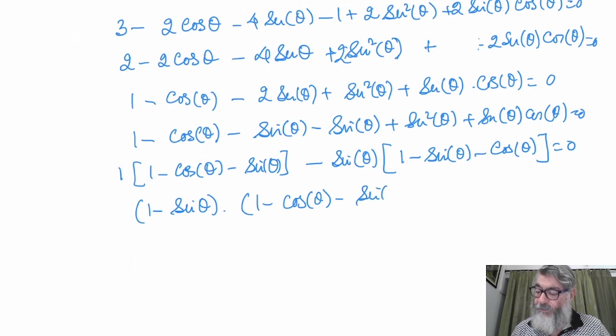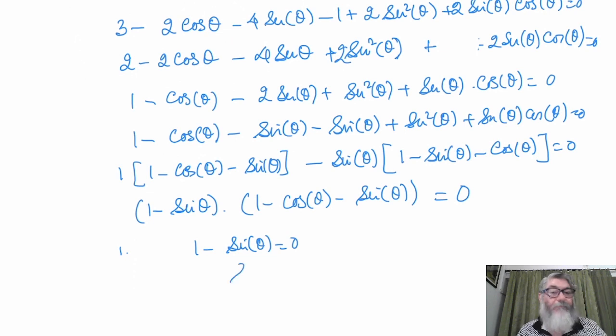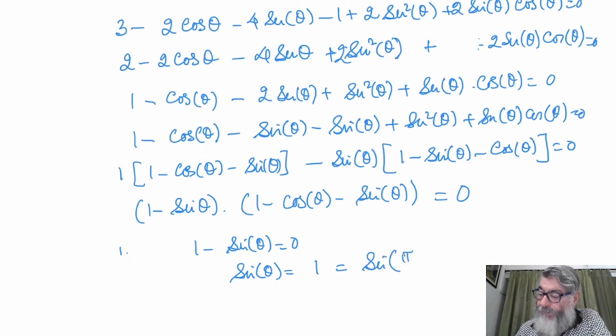1 minus sine theta is equal to 0, or sine theta is equal to 1, means sine pi by 2. Sine theta is equal to sine pi by 2. So what will be the formula then? If it is going to be equal to that, theta will be n pi plus minus 1 to the power n pi by 2. That is the solution. That is a general solution.